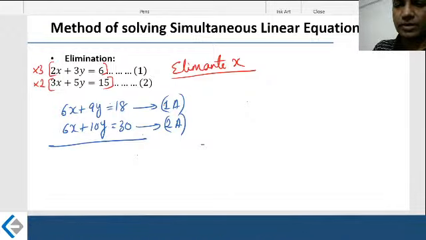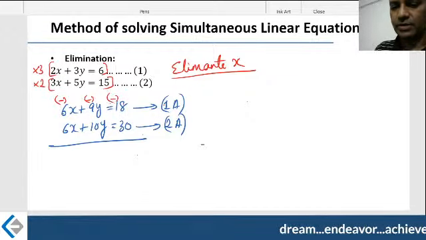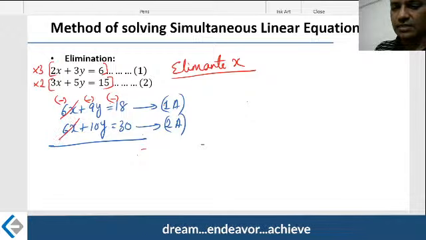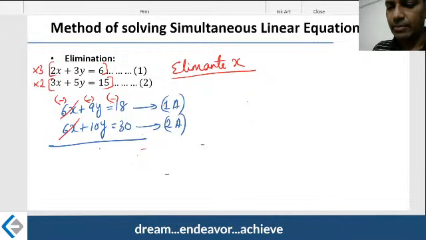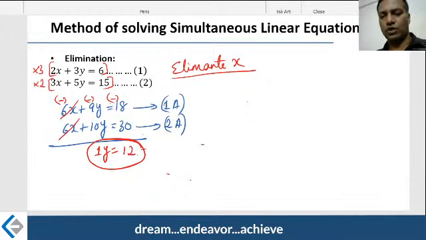Surely, all right, now what do I do? Subtract the first equation from the second. Let me subtract the first equation from the second. 6 and 6 are getting cancelled. 10y minus 9y is becoming 1y. 30 minus 18 is becoming 12. Therefore, first, you got the value of y as 12.